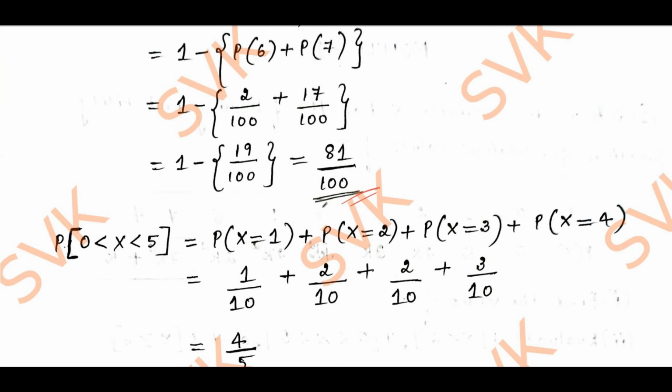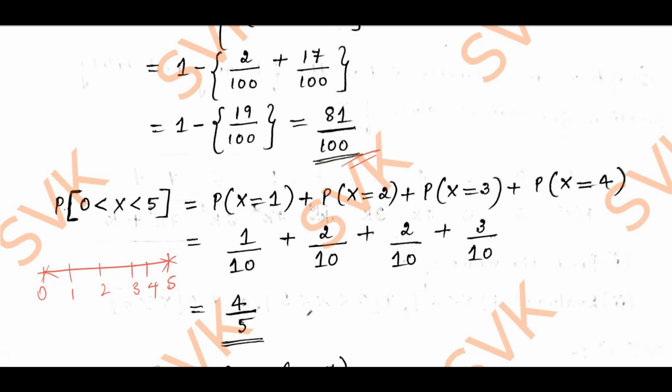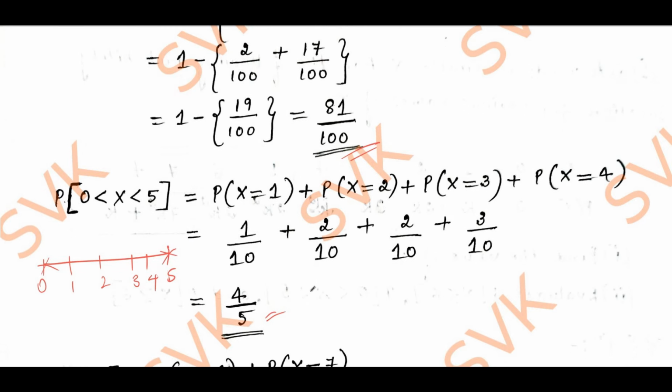For that, we need to have the range for x. 0 and 5 have been excluded. Apart from 0 and 5, you need to find the values for 1, 2, 3, 4. So the summation of probabilities of 1, 2, 3, 4 gives the answer 4 by 5. So this is the way of finding the discrete probability distribution.